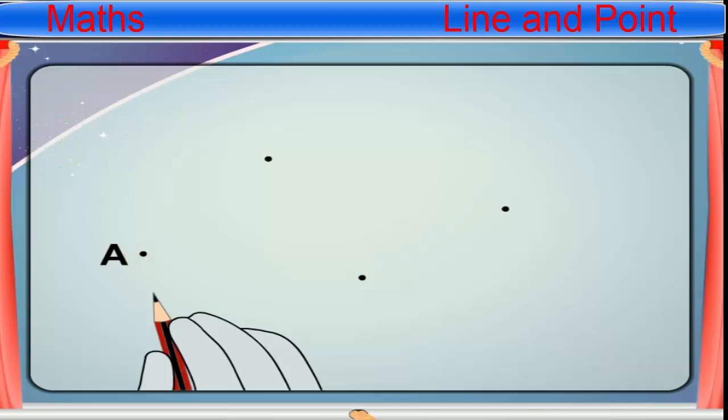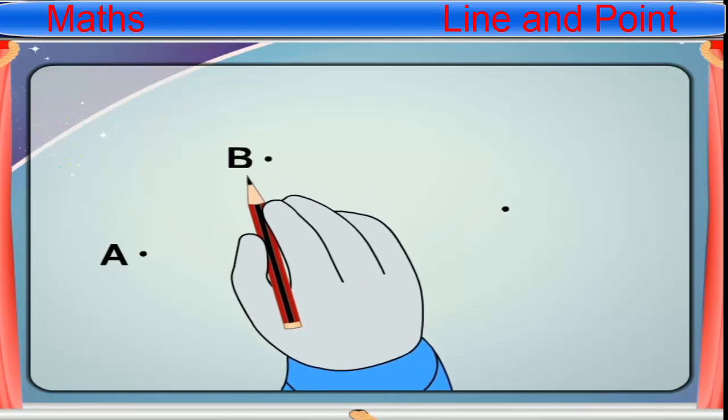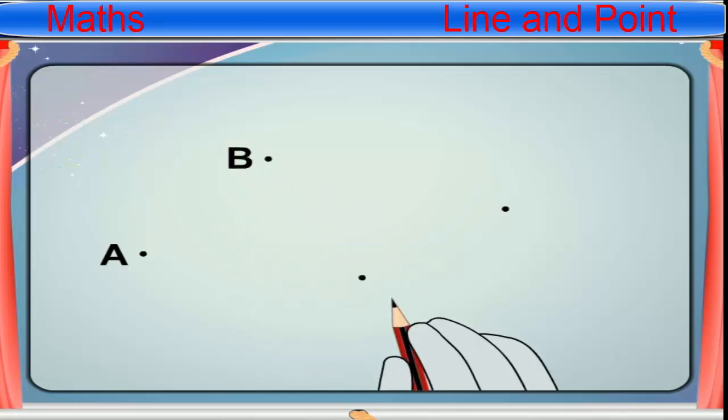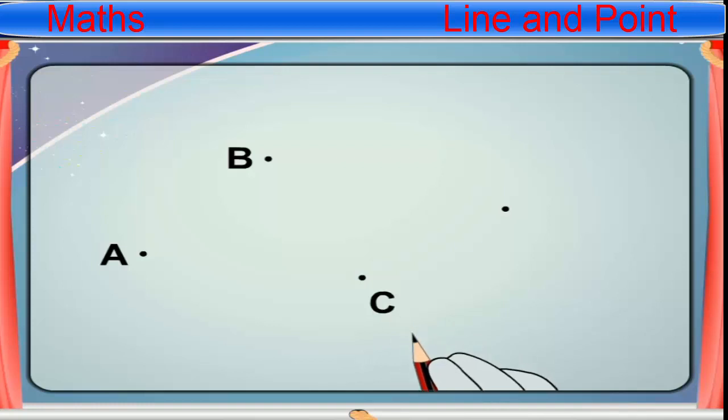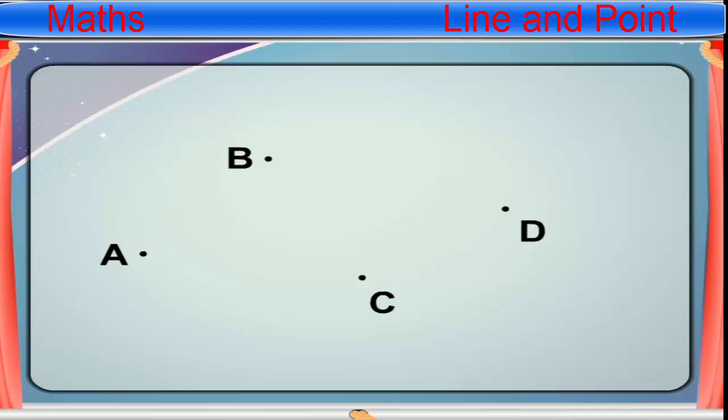Now let us give names to the other points as well. B, C, D. So, the name of this point is point B. The name of this point is point C. And the name of this point is point D.